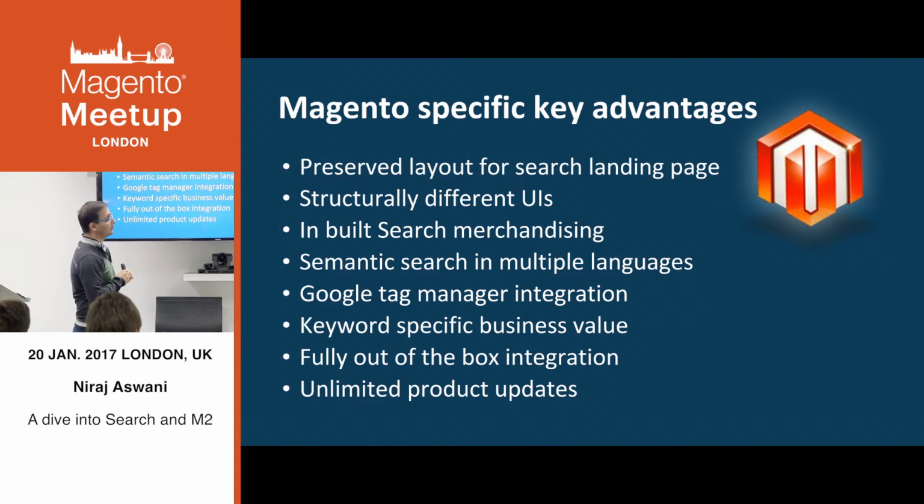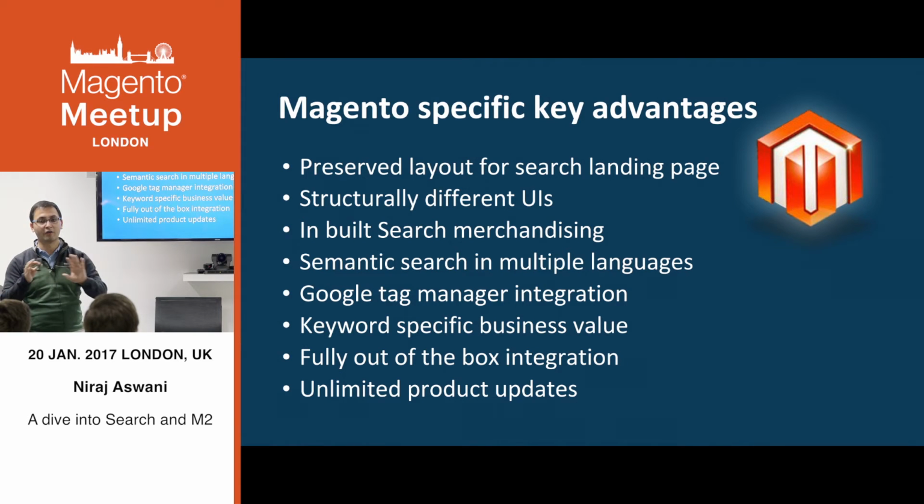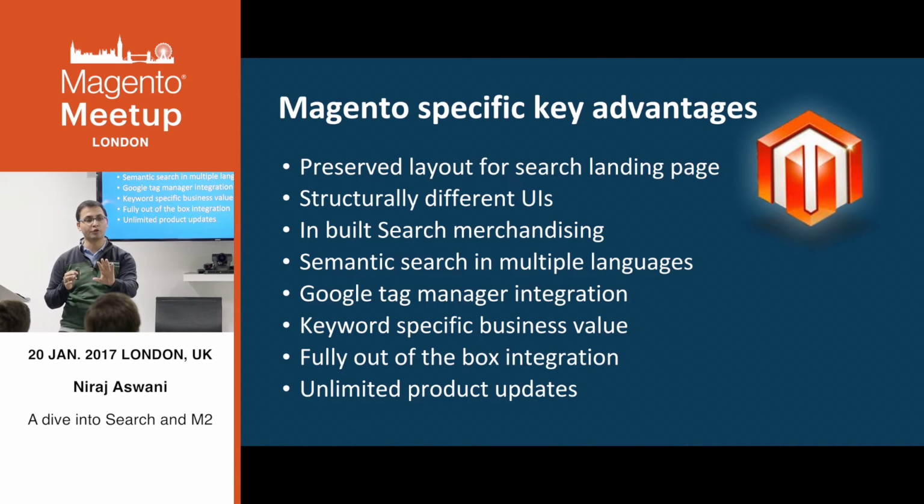We have a plugin in Magento, both in M1 and M2. What are the advantages you get? The first and the topmost is you get to preserve your own theme, your own layout. So you have spent so much effort to design your page, how the results should look. We wouldn't change how your results are looking. We will only supply the product IDs which should be shown on that page. The design and everything is preserved.